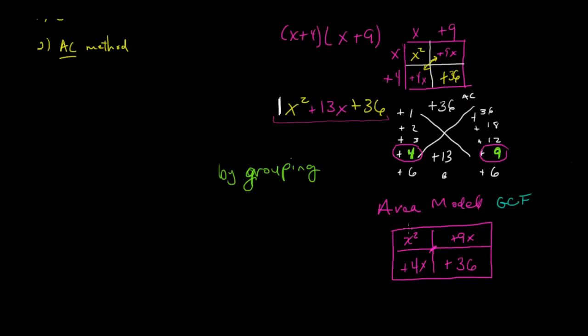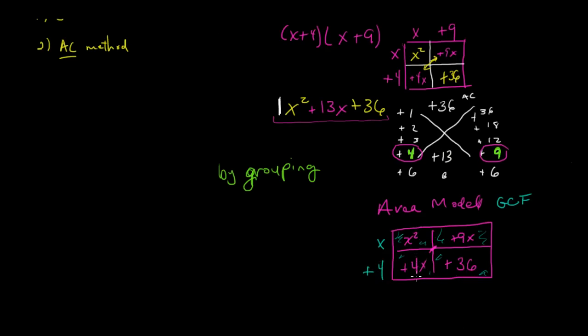Now, see, I know what the area is, right? I know what the area looks like. What I want to know now is what are the length and the width. So along the top row I have x squared and 9x. The greatest common factor between those two is x. And along the bottom row I have a 4x and a 36. The greatest common factor between those two is a positive 4.